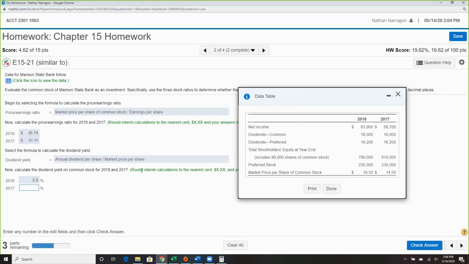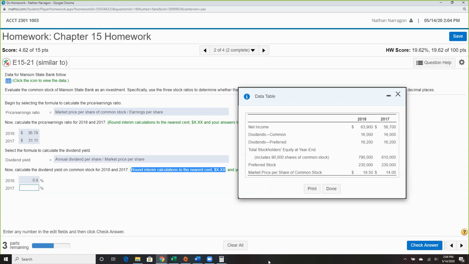Now, as you can see, what I'm doing is all these long decimals, I'm rounding those every time. This is how we get to the answer. Because if you don't, then you will get the accurate number, but it will probably be off from what their answer key is. Always round your interim calculations.